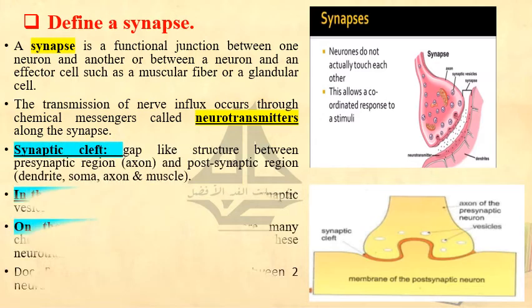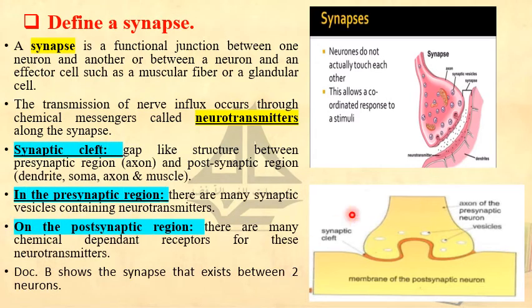So when we talk about the synapse, what are the parts that a synapse includes? Look here at this figure as well as at this figure. This is the first neuron, the neuron that is carrying the nervous message, through which the nervous message is going to move till it reaches its end. Such a neuron, we call it a presynaptic neuron.